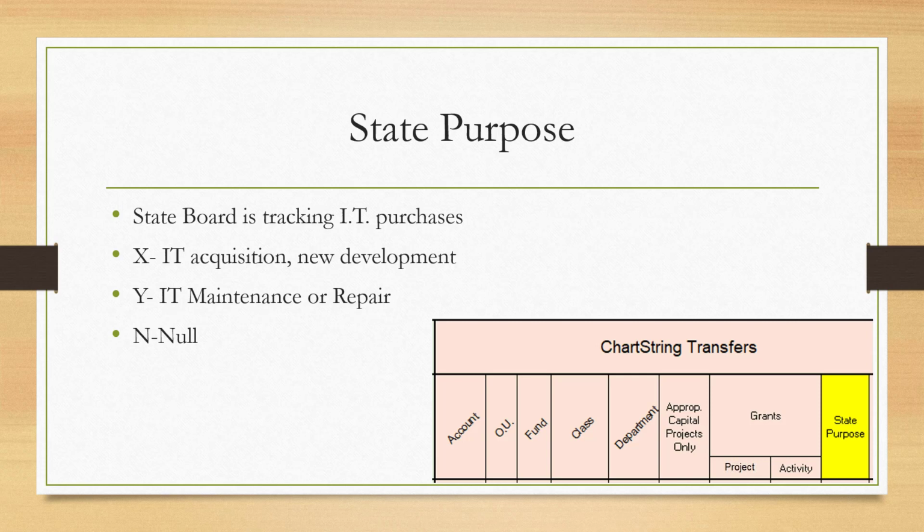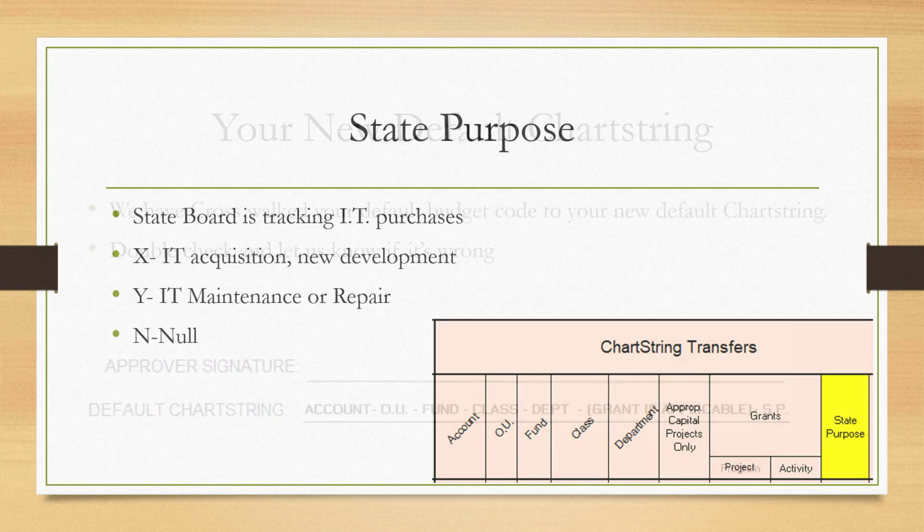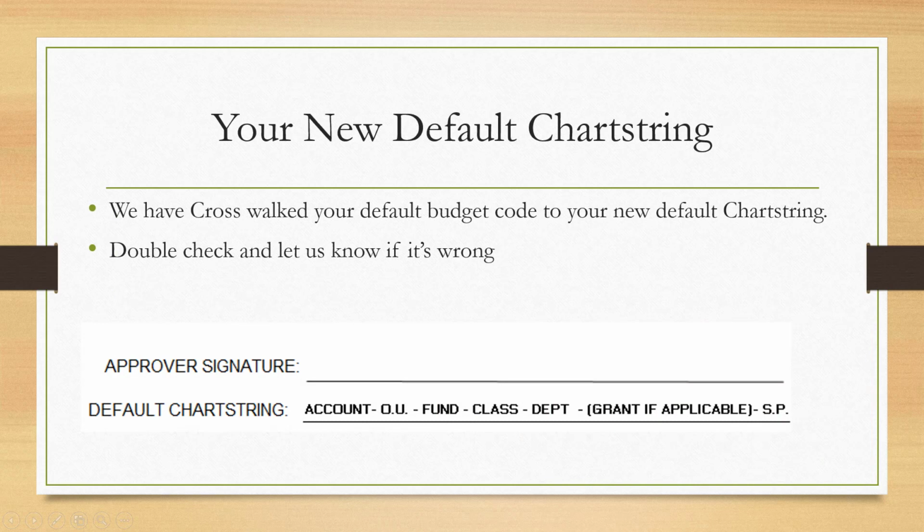Since all purchases for computers, servers, software, telecommunications, and operating systems must be done through the IT department, all P-card users will have null in their default chart string. Very rarely will a P-card user change the state purpose of their expense. Now that we've covered the anatomy of a chart string, let's talk about your new default chart string.